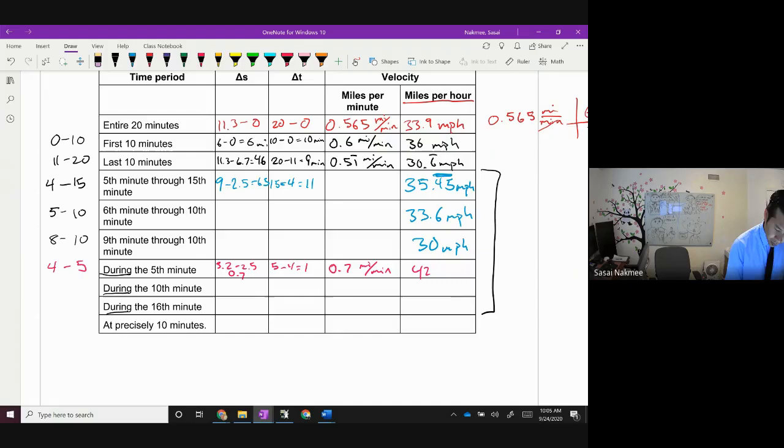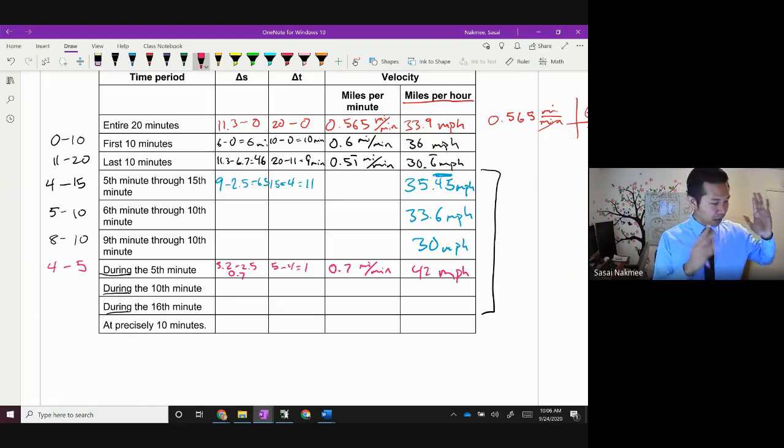So that's the average travel, by the way. That's not at exactly the 5th minute, right? It's during the 5th minute, right? It's over this interval of 1 minute. They had an average speed of 42 miles per hour.